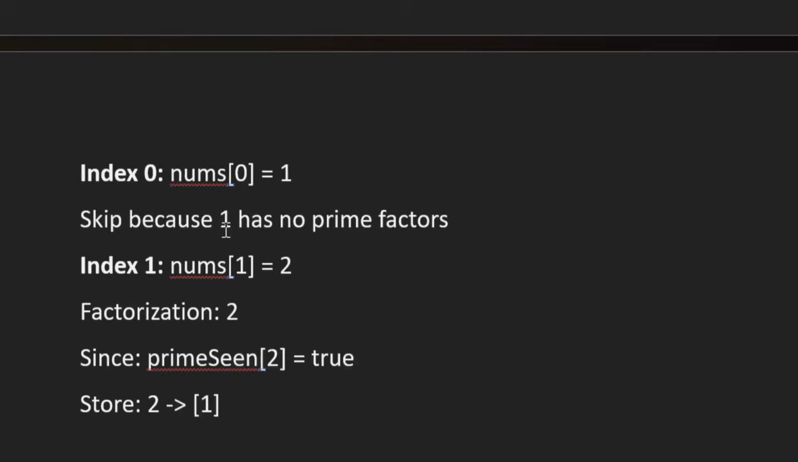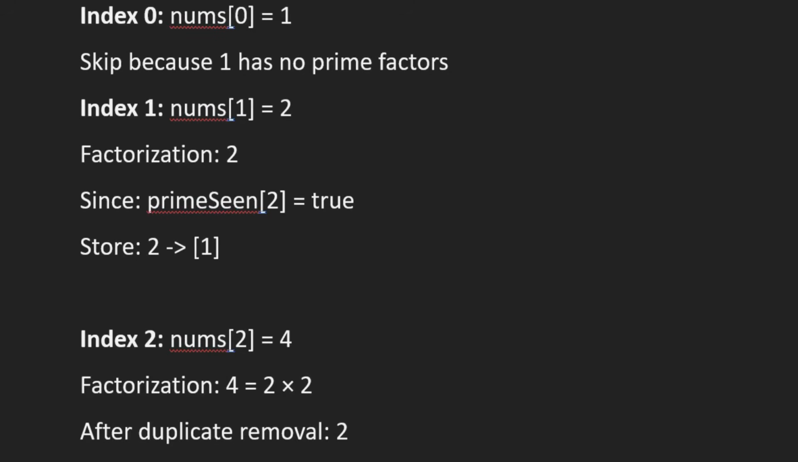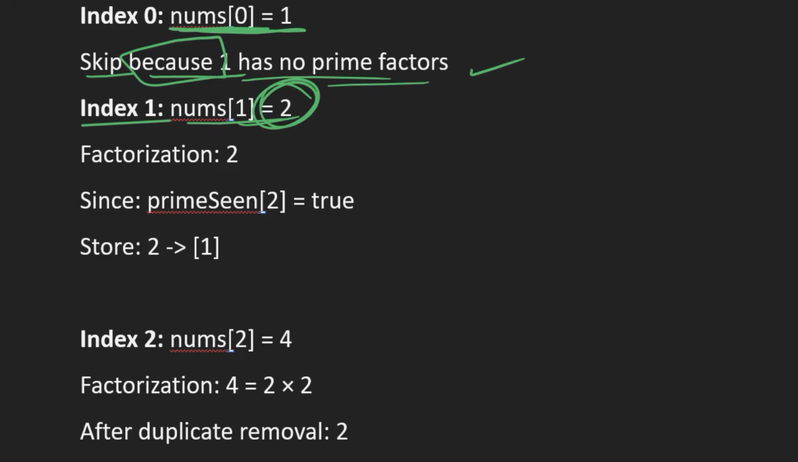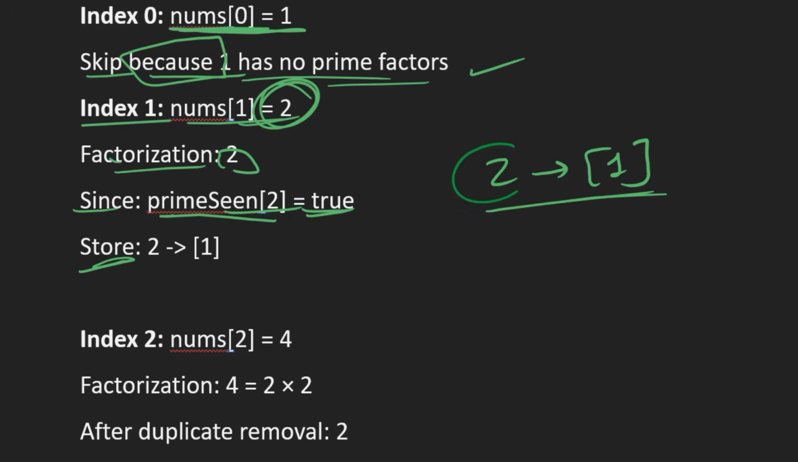That is, we factorize every number using SPF. So at index number 0 we have nums of 0 is equal to 1. So we skip, because 1 is not a prime number and it doesn't have any prime factors, so we skip this one. Then we move to the next index. So at index number 1 we have nums of 1 is equal to 2. So factorization of 2 is 2 only, and since prime seen of 2 is equal to true, we store for prime number 2 the index 1, right? Because 2 is present in the nums array, that's why we are storing indexes for 2.